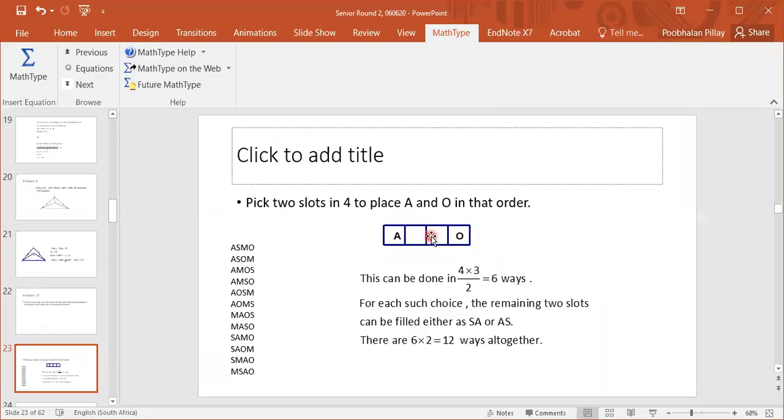Here you can put S and M. You can put S first and M afterwards, or M first and S afterwards. So there are two ways in which you can fill the remaining two boxes. So for each of these 6 ways, like this one here, there are 2 ways in which you can fill the remaining 2 boxes. So altogether you get 6 times 2, because for each of those 6 you have 2 ways of completing the story. It's 12.